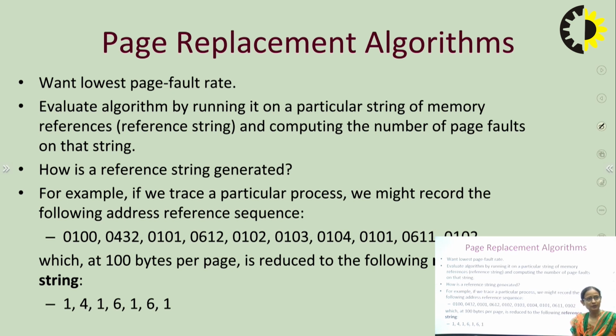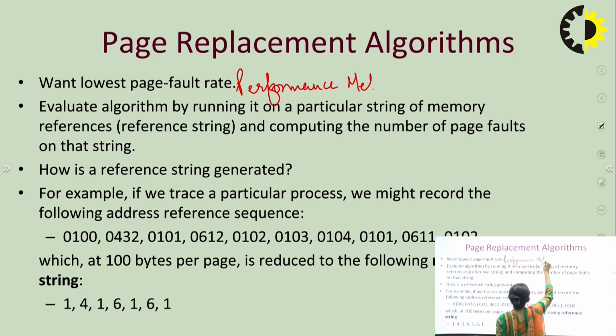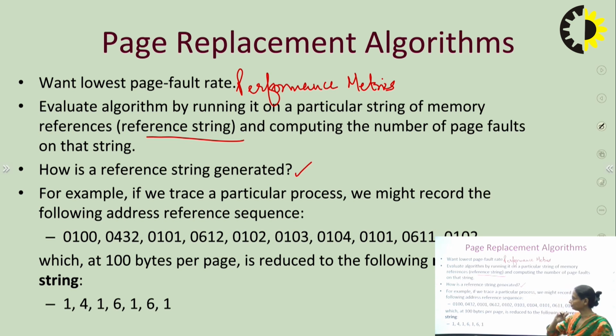So in the case of the page replacement algorithm, we want the lowest page fault rate. That is, you could say, the performance metric which we use in the case of page replacement algorithms. We evaluate the algorithm by running it on a particular string of memory references, this string is known as the reference string, and computing the number of page faults on that string. Now the question comes, how will we get this reference string?